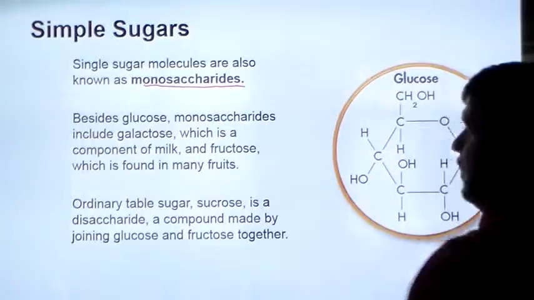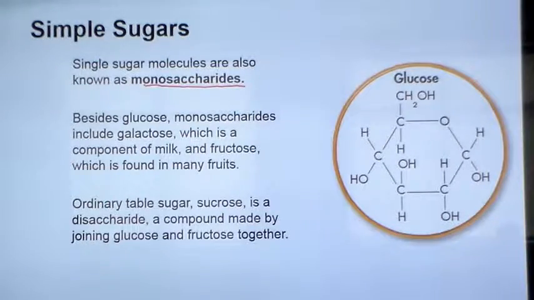Okay, the basic building block or the monomer of a carbohydrate is a monosaccharide. Mono meaning one, saccharide meaning sugar. So one sugar makes up a carbohydrate. So monosaccharides are the basic building blocks.